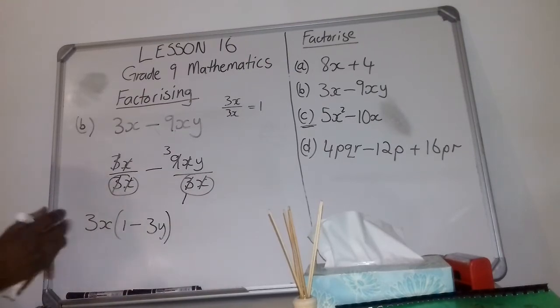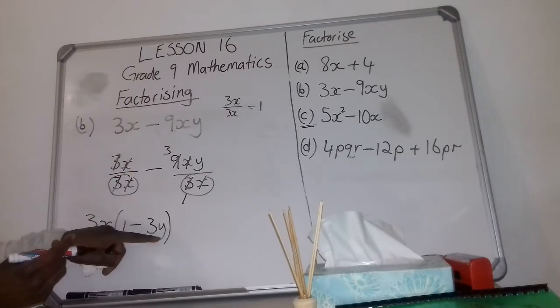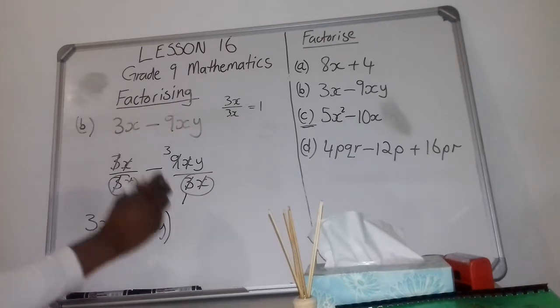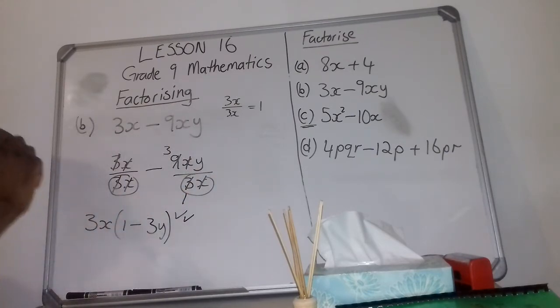Okay? And again, if you remove the brackets, 3x times 1 is 3x. 3x times 3y is 9xy. So again, we are right. So when we're given two terms, you identify the highest common factor.